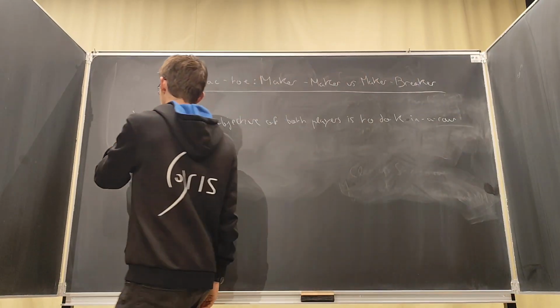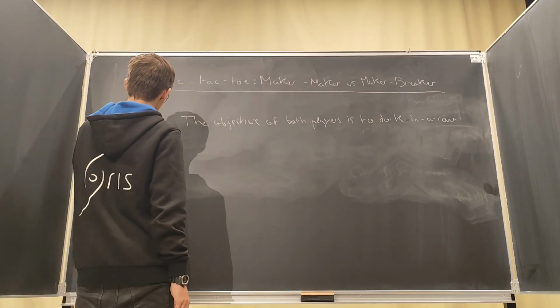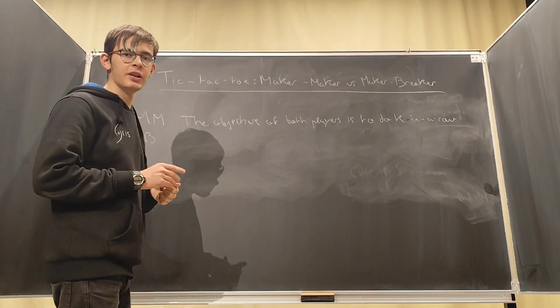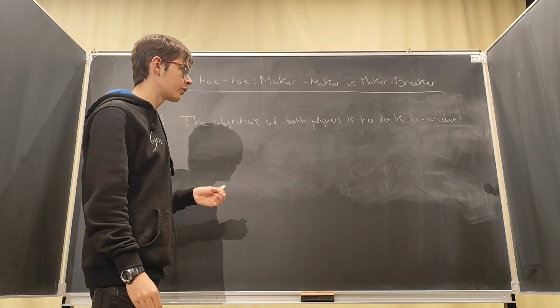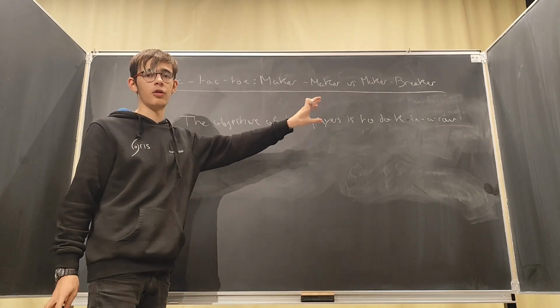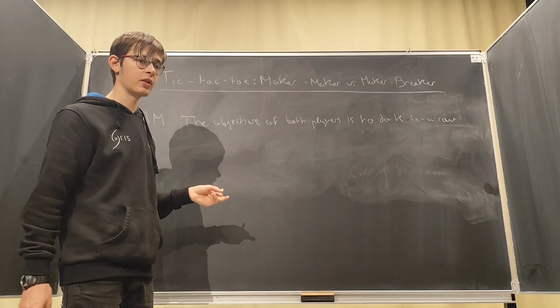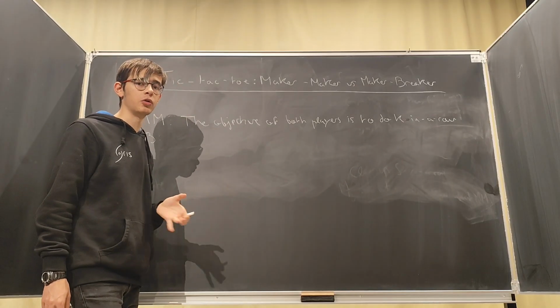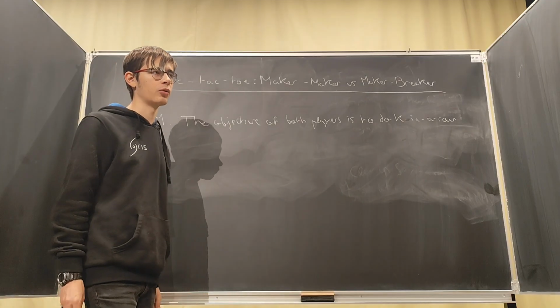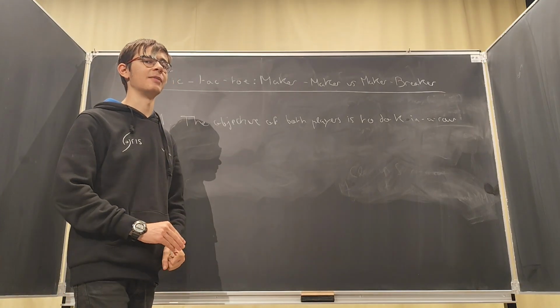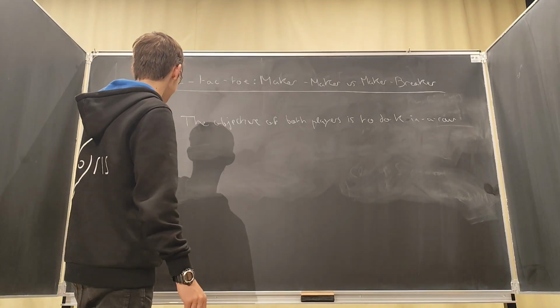Okay. While the maker-breaker version of the game is different, because player 1's objective, the player who plays first, is still the same, so to make k in a row, but player 2's objective is different. It's just going to be to stop player 1 from making k in a row. So he's not actually trying himself to do k in a row.